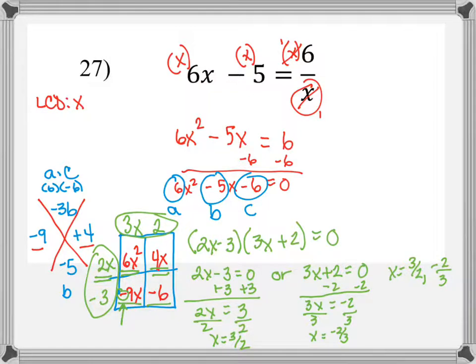Now technically, because we have x in the denominator in our original equation, we need to make sure that neither one of those makes a denominator equal to 0. And if I put 3 halves in for x, that does not equal 0. If I put negative 2/3 in for x, that does not equal 0. So both of these solutions do work.